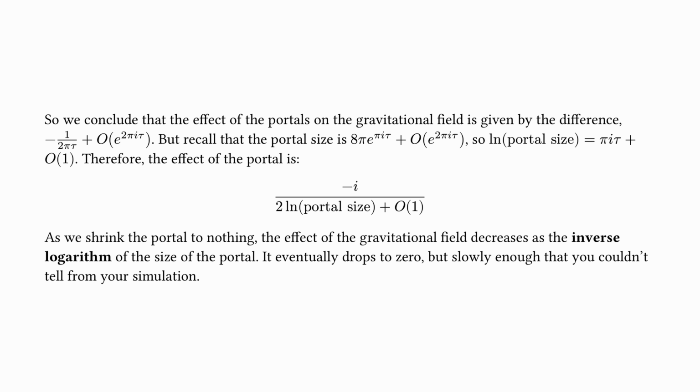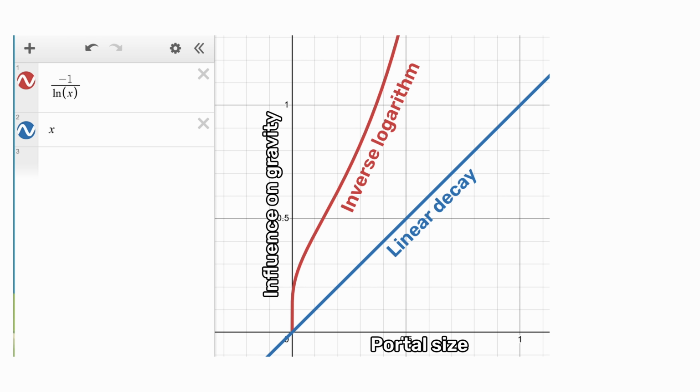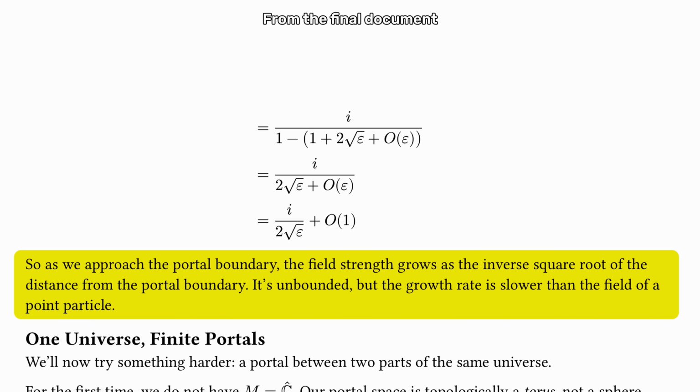And according to his calculations, the influence of portals on gravity really does approach zero, but at an inverse logarithmic rate, which is insanely slow. So my intuition didn't let me down, and a whole lot of commenters turned out to be wrong. So folks, the final word always belongs to the math. Also in these documents, he showed that gravity near a portal edge really does grow to infinity.